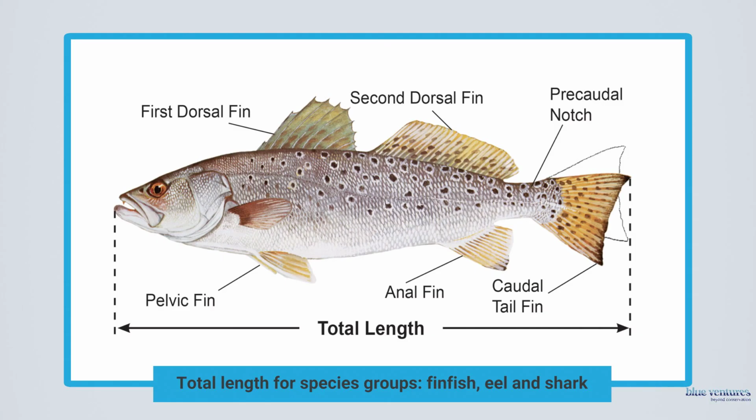Total length is the standardized measurement type used for the species groups: finfish, ray, shark, and eel. Total length is the length of a fish measured from the tip of the snout to the tip of the longer lobe of the caudal fin. It is a straight line measure, not measured over the curve of the body.